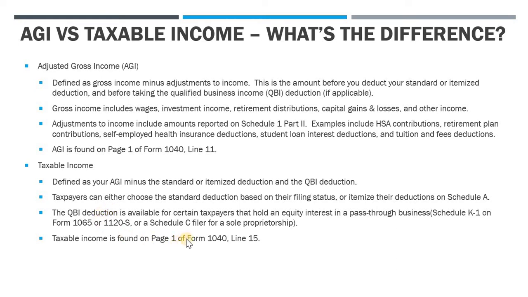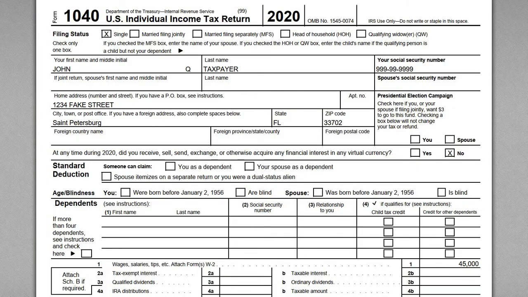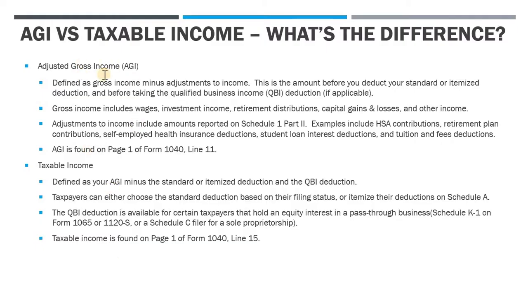Alright, so for this video I wanted to give a high-level overview of the difference between your AGI versus your taxable income when you're looking at your Form 1040. I've got one slide in front of us here with the rules, some examples, and then a sample tax return that we'll reference just to see where you can trace all the different pieces we're talking about. So your AGI, or adjusted gross income, is defined as your gross income minus adjustments to that income.